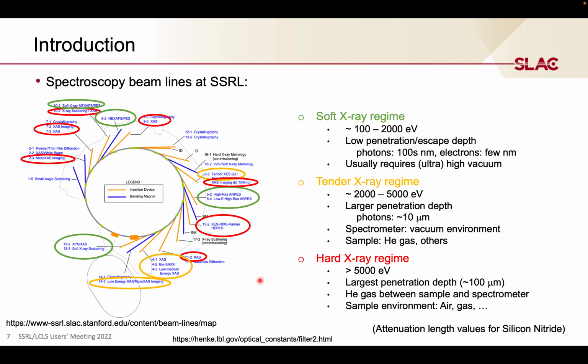And at SSRL, we have a large number of beamlines that can do spectroscopy in all the three regimes. And here I will talk only about three of them: beamline 9.3, beamline 10.1, and beamline 15. 10.1 is soft X-ray, 9 and 15 are both hard X-rays. If you want to know more, I highly recommend you go to this link and have a look at all the different beamlines that are available at SSRL.